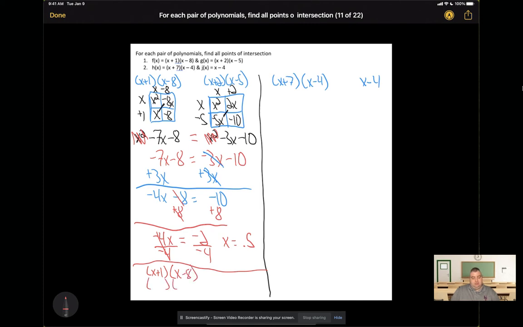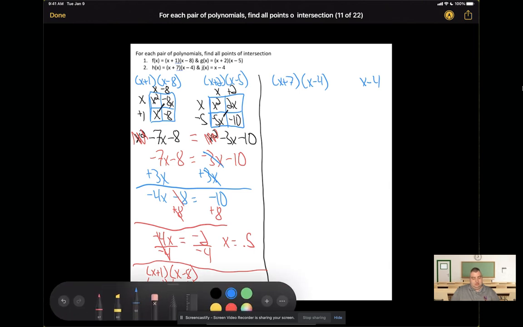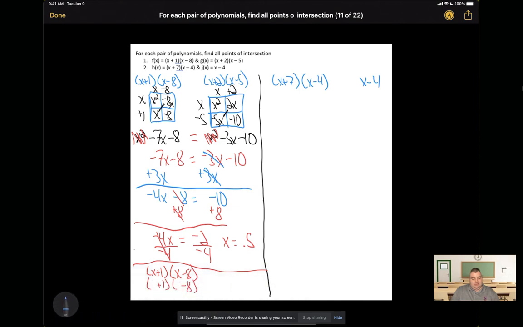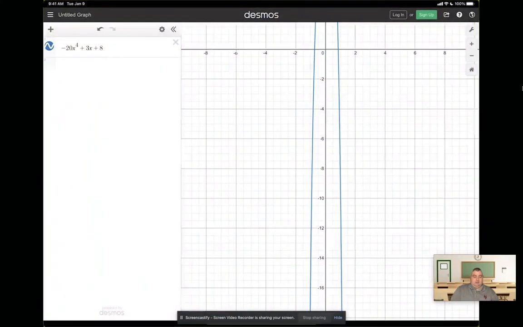And I'm going to plug in 0.5 for x. Okay, so 0.5 plus 1 times 0.5 minus 8. So we can go on a calculator and do that, or we can use Desmos. I'm just going to use Desmos since that's easiest.